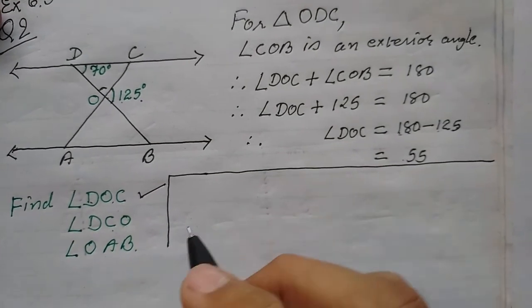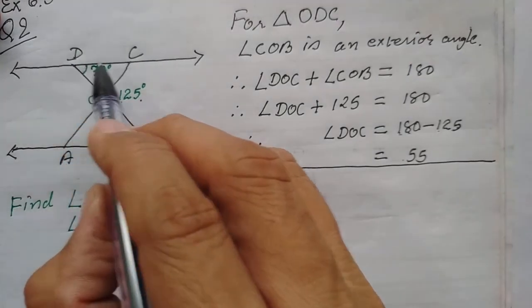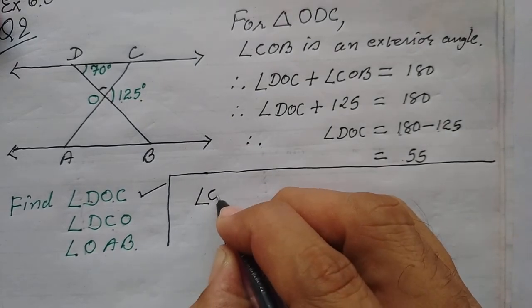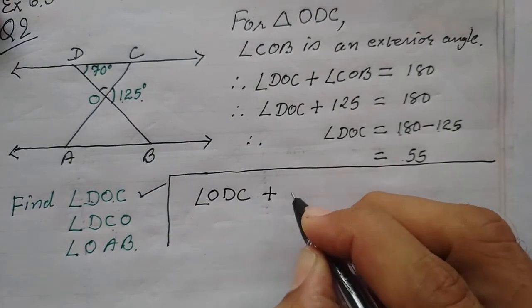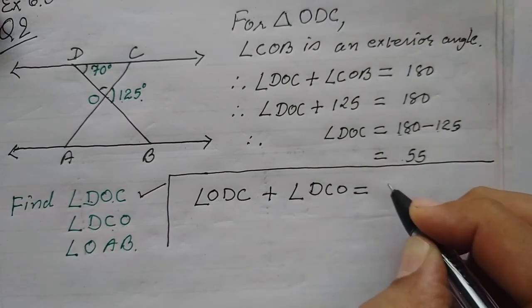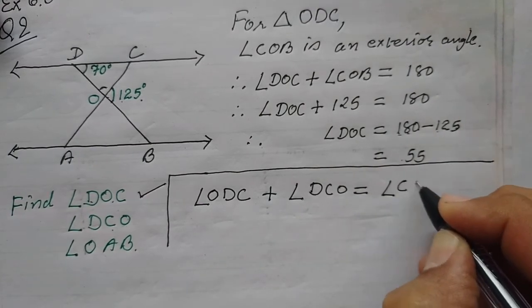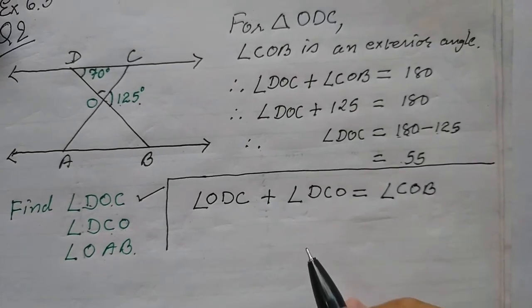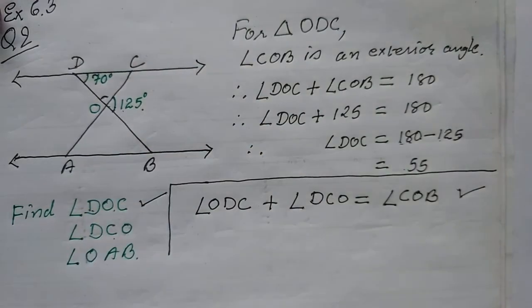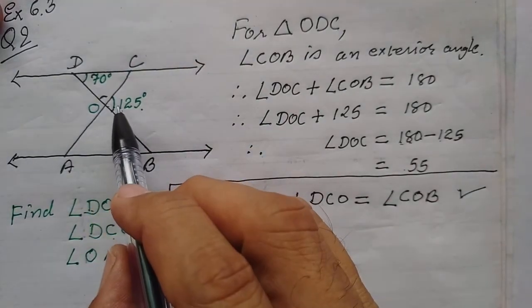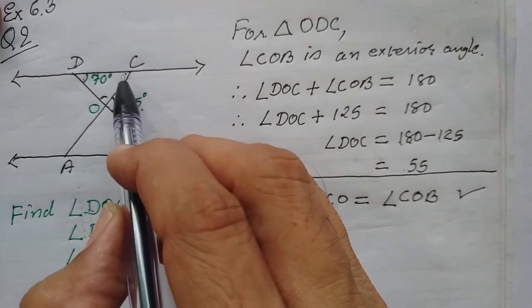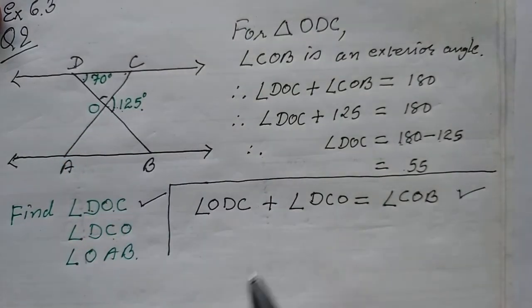Now next we are interested in DCO. So again we know that angle ODC plus angle DCO is equal to angle COB. Remember children, exterior angle: the measurement of this angle is equal to the sum of these two angles, the remote interior angles.